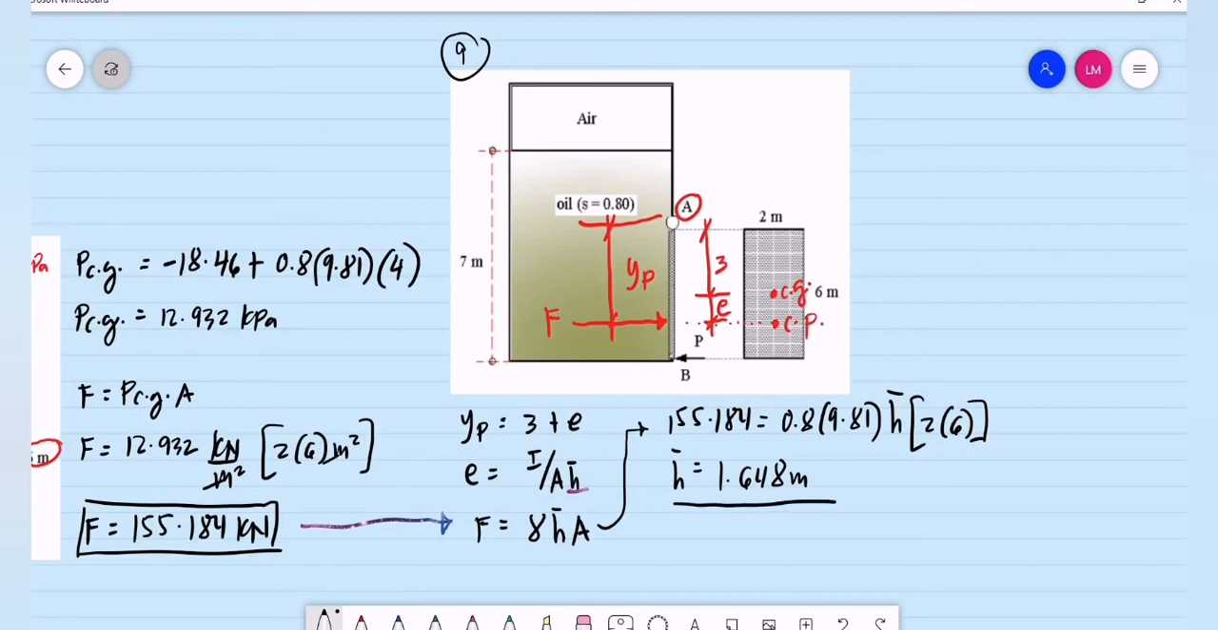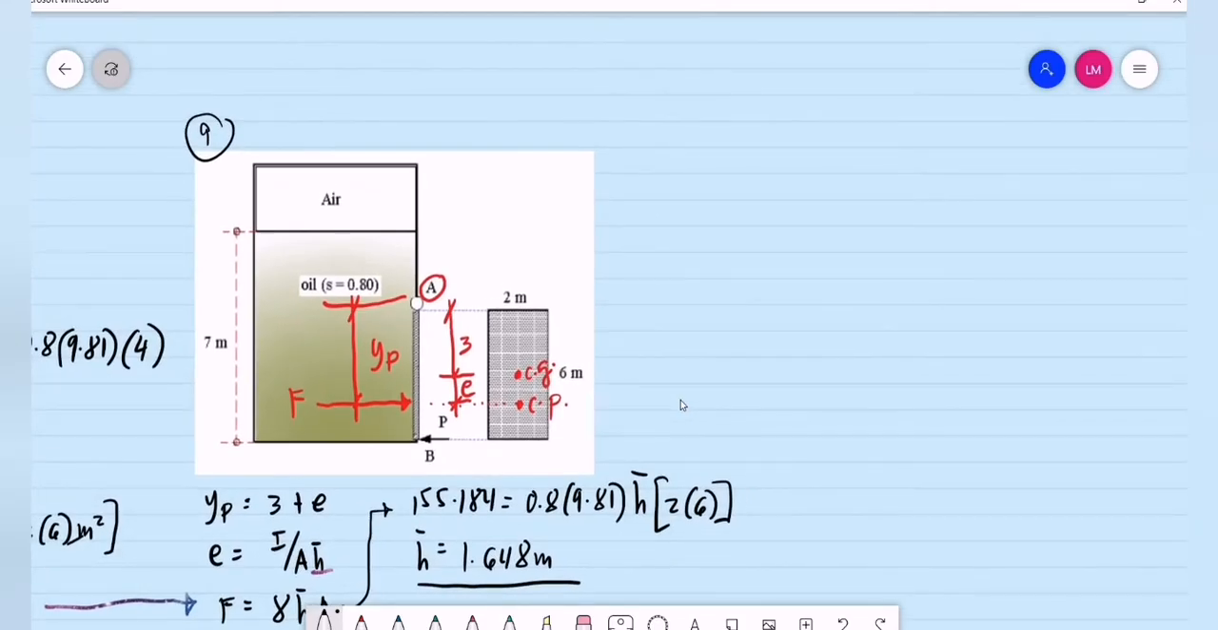But this is just an equivalent bar h. It is not existing on our actual problem. We can now compute for the eccentricity. What is the moment of inertia of a rectangular section? I is equal to the base times the depth cube divided by 12. So we have a base of 2 meters, a depth of 6 cube, divided by 12, all over the area, which is 2 by 6. I computed bar h equal to 1.648.